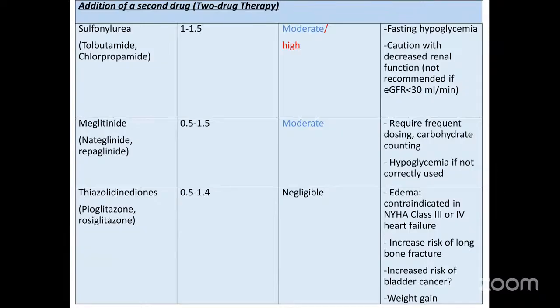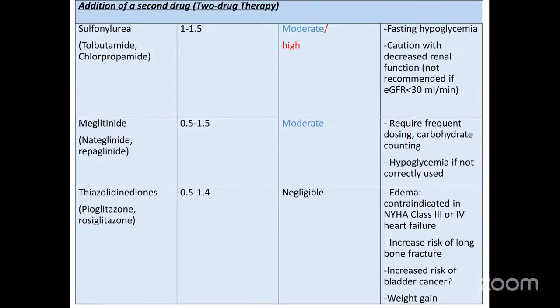Also, we have sulfonylurea. Sulfonylurea causes a reduction of 1 to 1.5% in hemoglobin A1C. But the most important thing is that it causes hypoglycemia, moderate to high hypoglycemia, so it must be used with caution. Also in decreased renal function, it is not recommended if the GFR is less than 30 ml per minute.